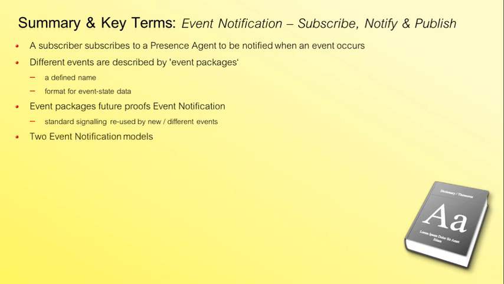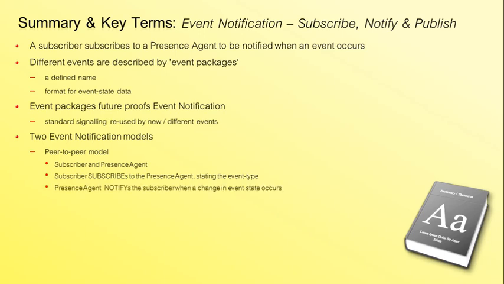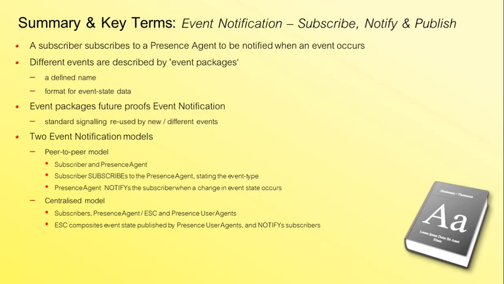There are two event notification models. The peer-to-peer model comprises subscriber and presence agent. The subscriber subscribes to the presence agent, stating the event type in which he's interested, and the presence agent notifies the subscriber when a change in event state occurs. The centralized model comprises subscribers, presence agent, or more specifically here the event state compositor, and presence user agents. The ESC composits or compiles event state changes from the PUAs and then notifies subscribers. Event state changes are published to the ESC through the SIP publish request.